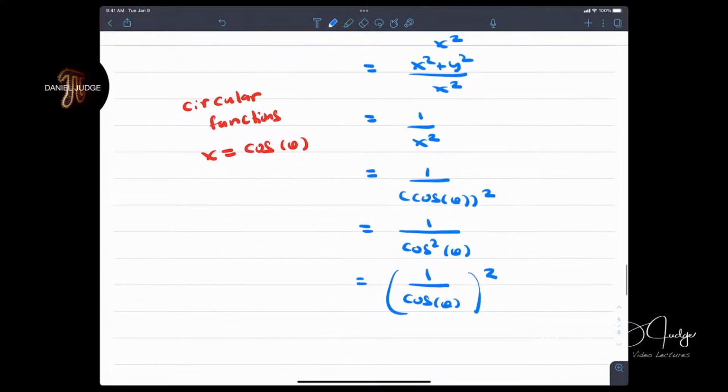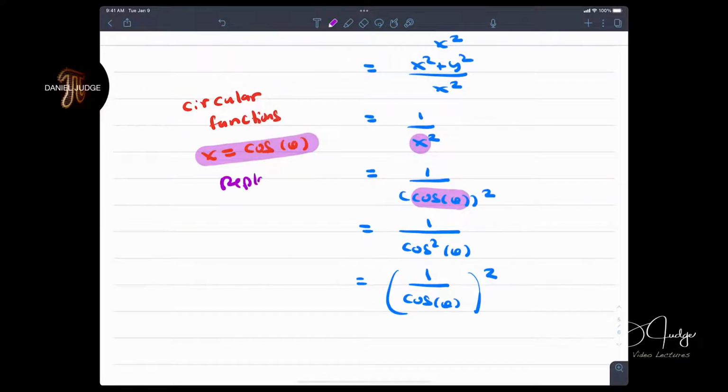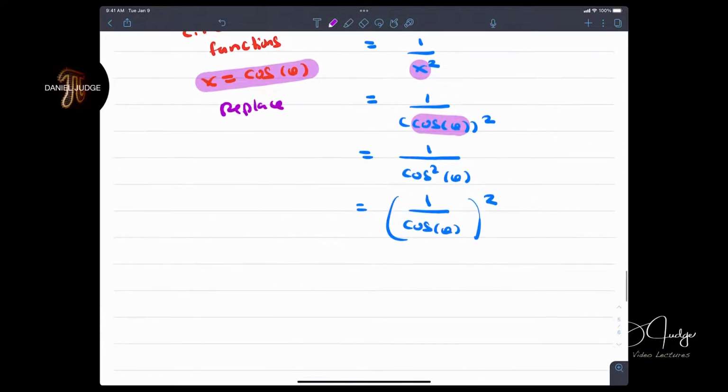So I can replace this x with cosine theta because that's what it's equal to. This is a replacement or a substitute situation. Right? We can replace that. And so cosine theta to the second power, by definition, is 1 over cosine squared theta.